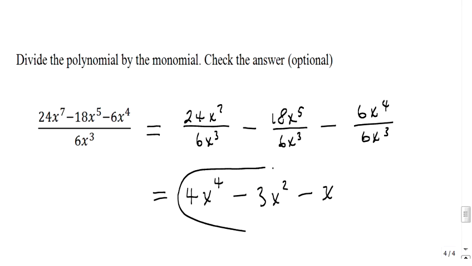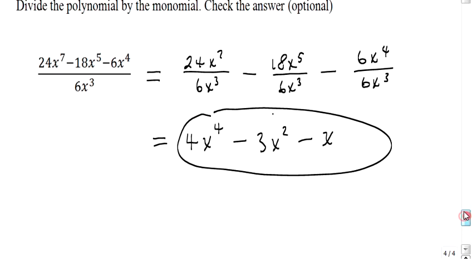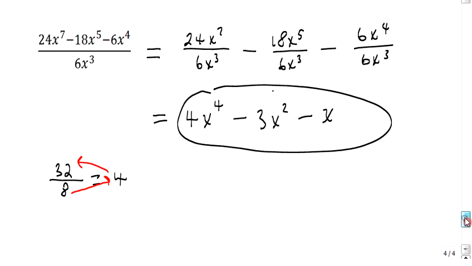So that's the answer. Now, if we wanted to check this, remember how we check to see if we've done a division correctly. So, for example, if you had 32 divided by 8, we know the answer is 4, and we can check it by taking 8 times 4 and verifying that we do get 32. We can use the same idea here. We're going to notice that if we take 6x cubed times our proposed answer, we should get what's in the numerator.